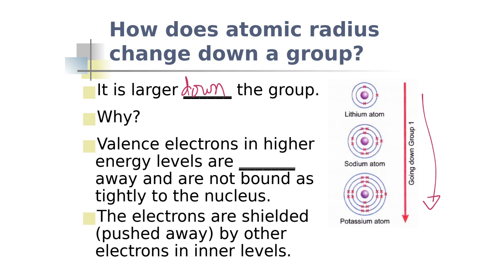So valence electrons in higher energy levels are further away as a result and not bound as tightly to the nucleus. So we say that the electrons are shielded or actually pushed away by other electrons in the inner energy levels. So in here, you get some repulsion happening. And the more electrons that you put around your atom, you get more repulsion from those negative electrons happening.